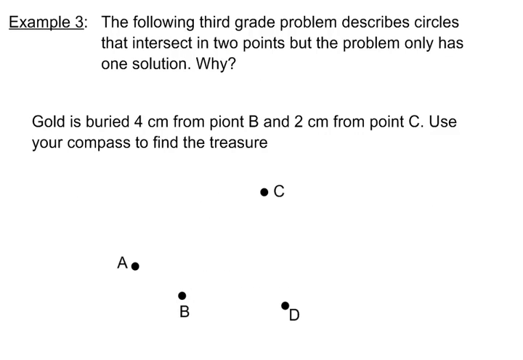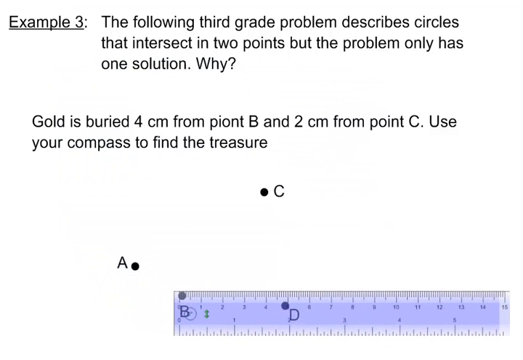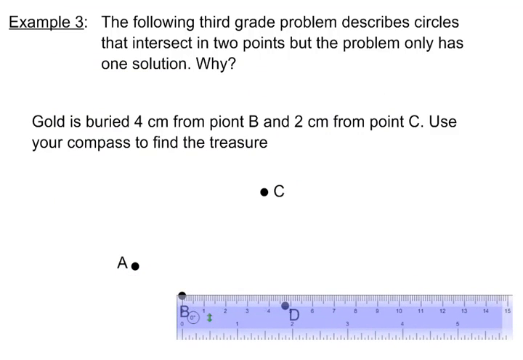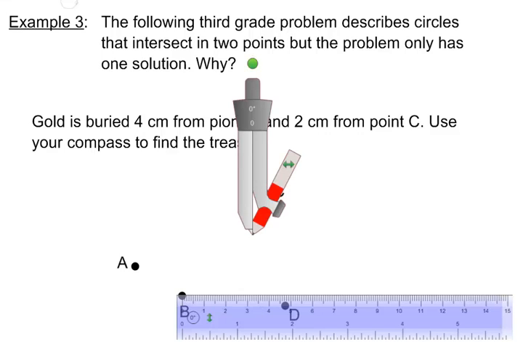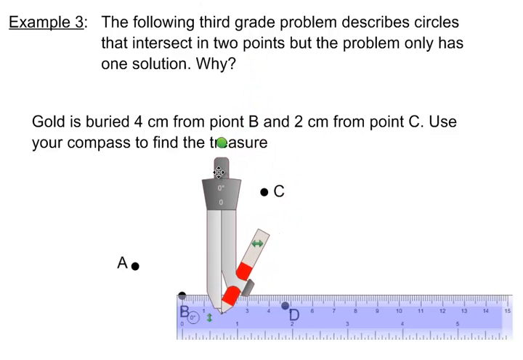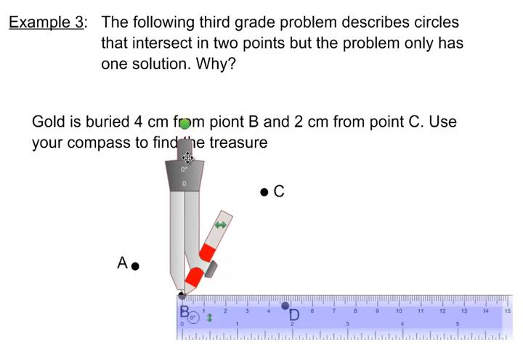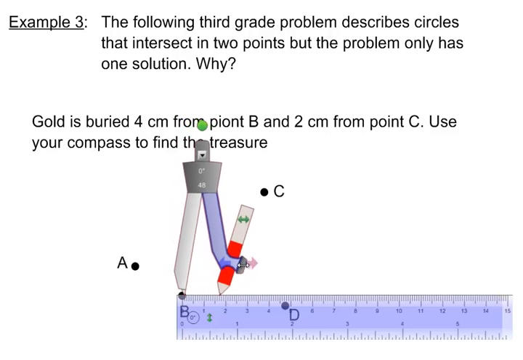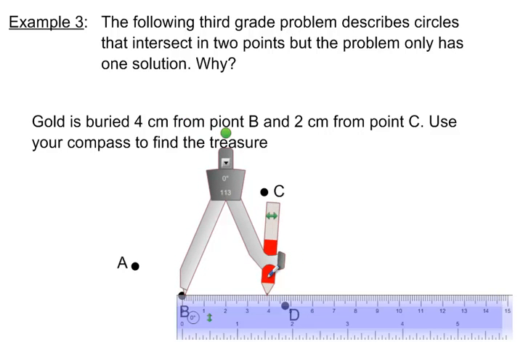Alright, so now we have an example. It says the following 3rd grade problem describes circles that intersect in 2 points, but the problem only has one solution. Why? Well, let's see. Gold is buried 4 centimeters from point B. So what I'm going to do is take a ruler and measure the distance from point B. I'm going to measure out 4 centimeters. So I'm going to take a compass, or a protractor, I'm sorry. I'm going to take my compass and I'm going to go out 4 centimeters and draw a circle.